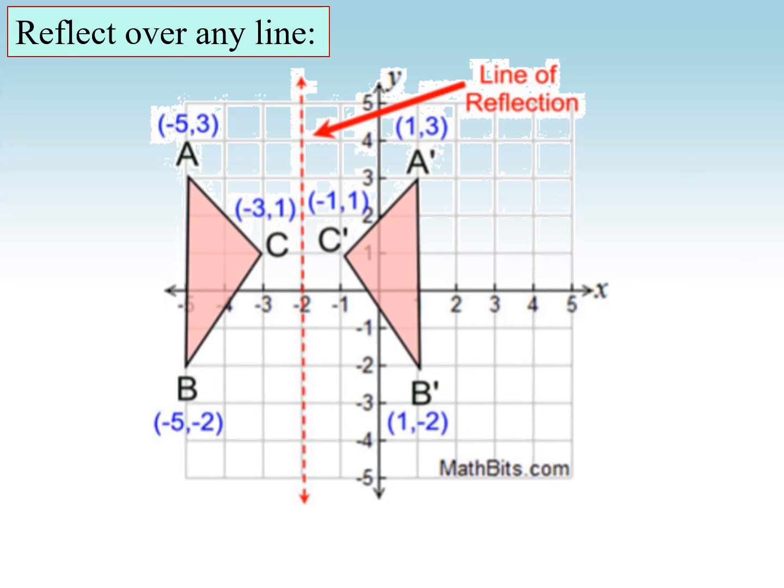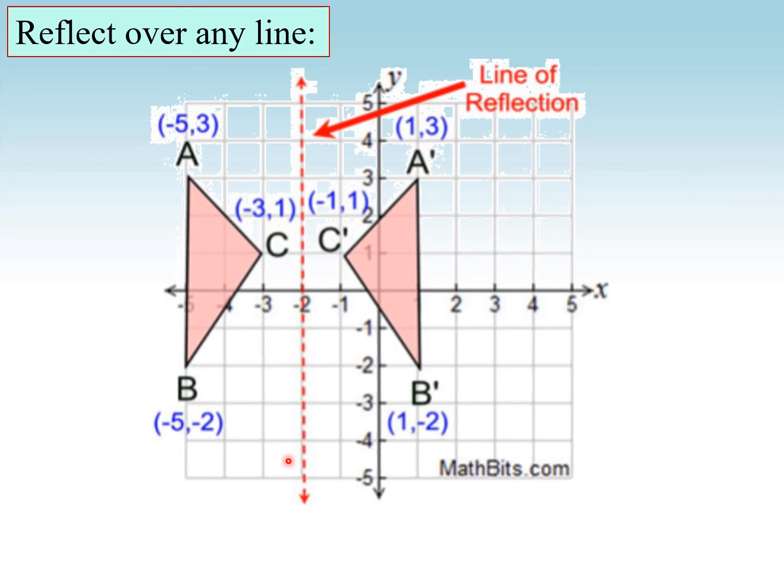Now let us reflect over any line. If we have this line of reflection, all we need to do is count the distance of the original point from the line of reflection. So 1, 2, 3. From the line of reflection, we need to count 3 units in order to get our A prime. That is why this is A prime already, at (1, 3). And then our original point C is 1 unit from the line of reflection, so we also count 1 unit from the line of reflection. So C prime is here.